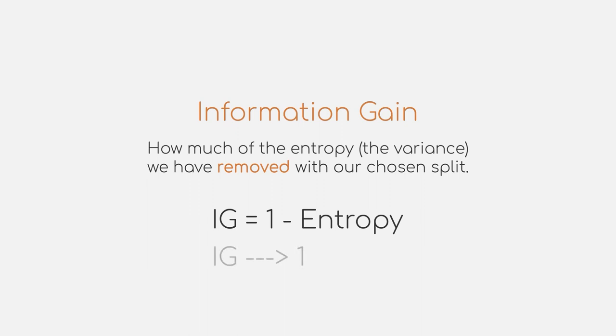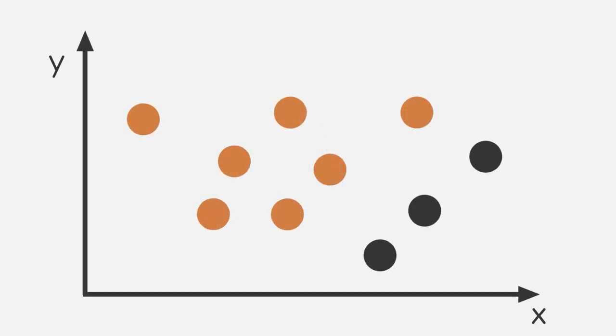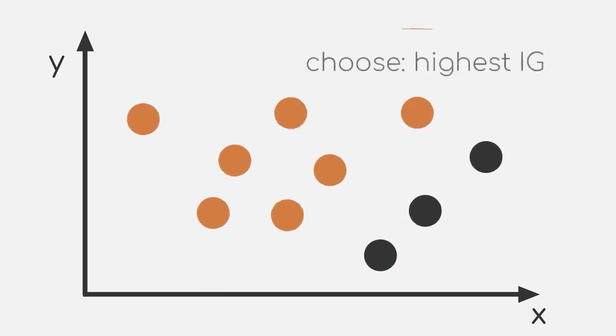This means that the closer we are to 1, the better the chosen split is. After all, the ideal split would only represent 1 class on each side, which would result in an entropy of 0 for both sides. In other words, we compute multiple splits and pick the one with the highest information gain to remove as much class variance in the resulting splits as possible.